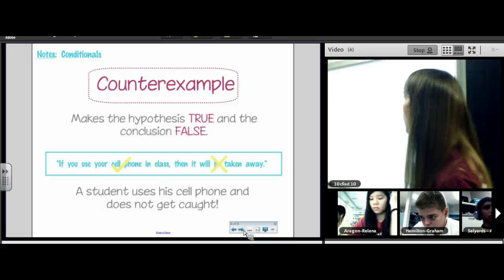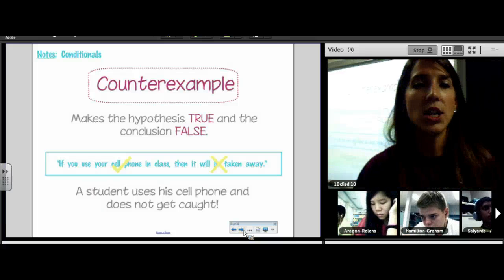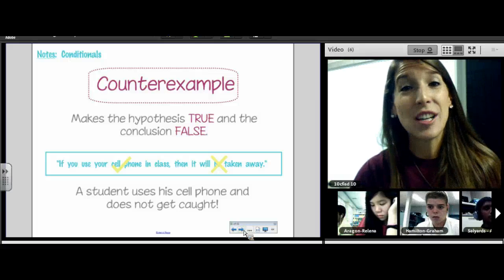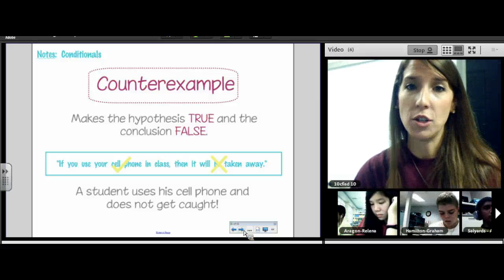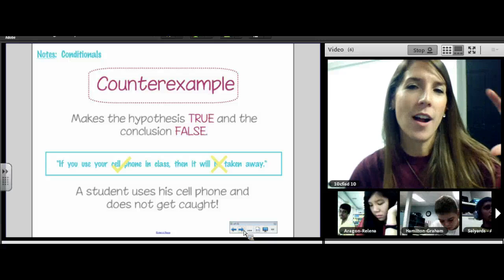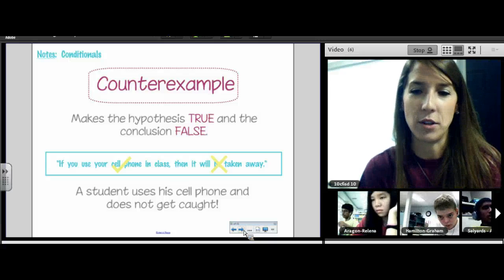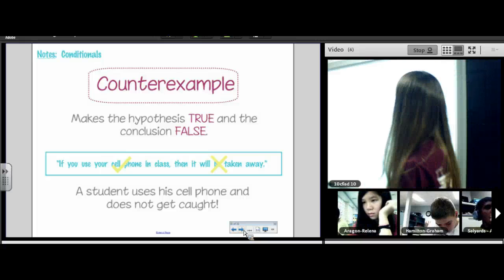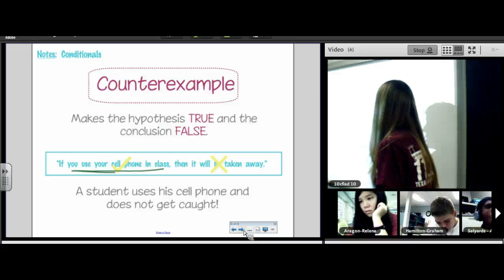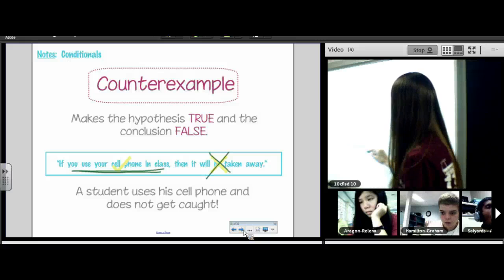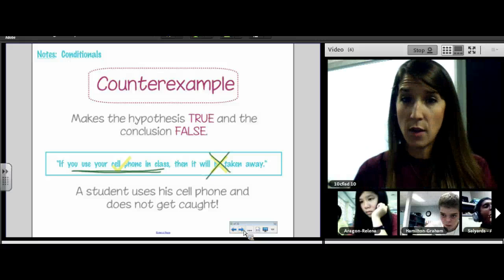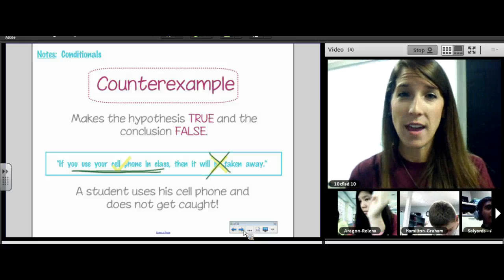When you are trying to find a good counterexample, you need to make sure that the hypothesis is still true, but the conclusion is false. You want to lead people on and think it's going to be true, and then wham, hit them with it. Nope, sorry, it's not really true. False. So you want the beginning to be true, and the end to be false. So if you use your cell phone in class, then it will get taken away.